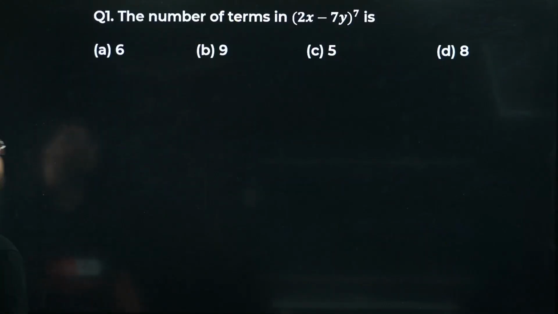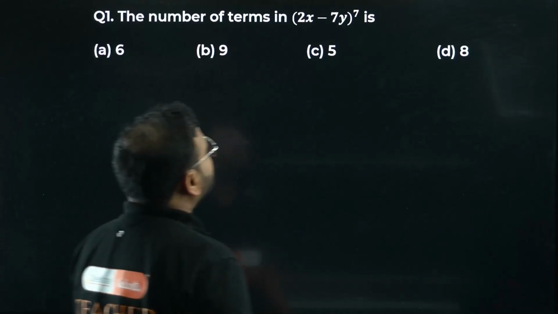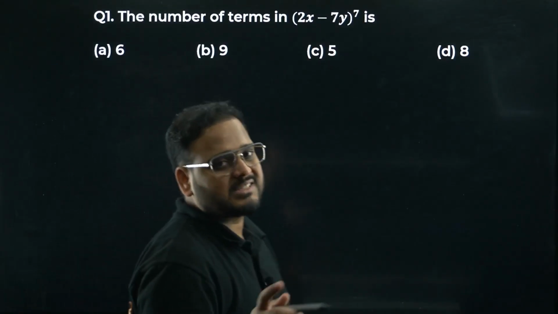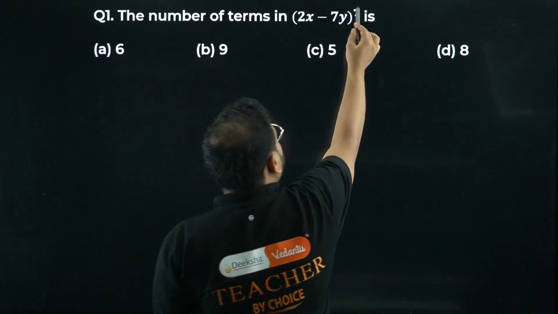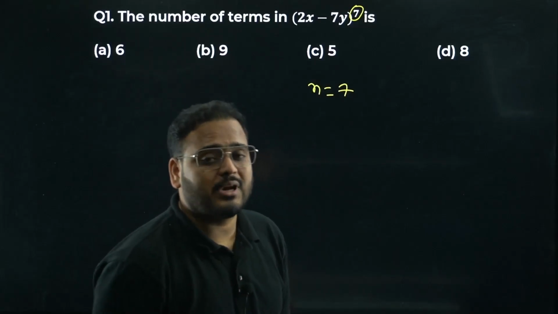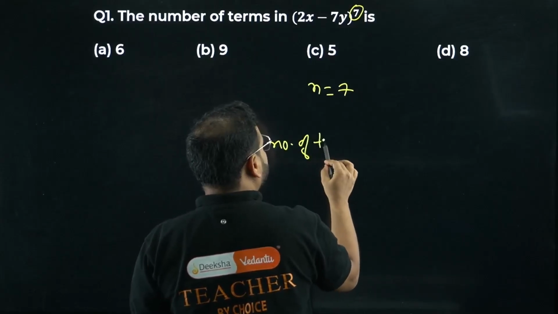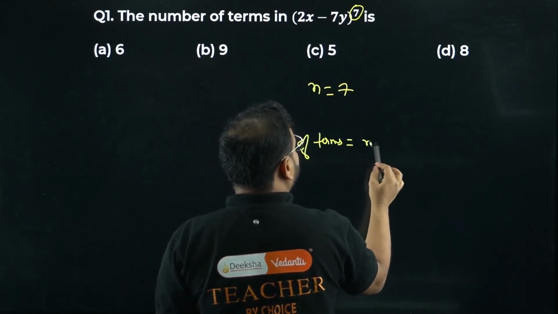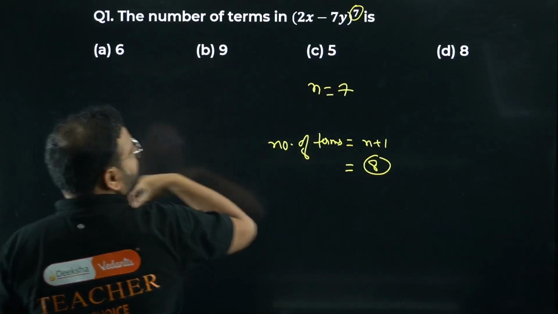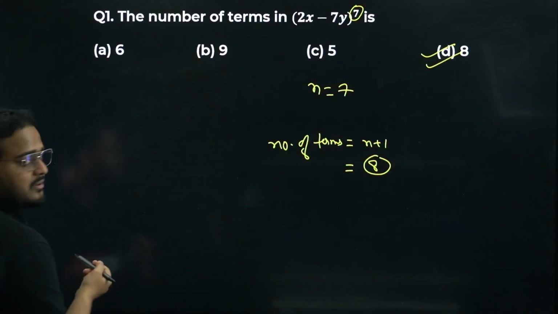Now we have some questions to solve. Let's solve them quickly. Number of terms in (2x minus 7y) power 7. How do you solve it? Of course, please check here. Exponent is n equals 7. What did I say? Add 1 to that. So your number of terms will become n plus 1, giving 7 plus 1, which is 8. So option D is the correct answer.